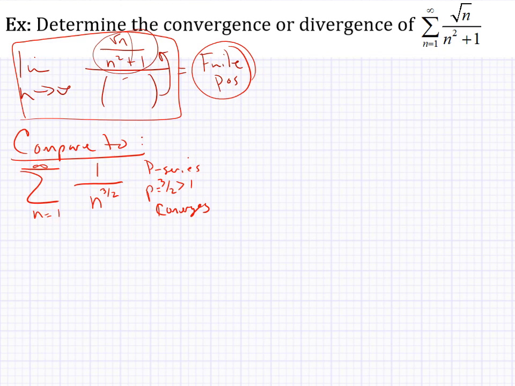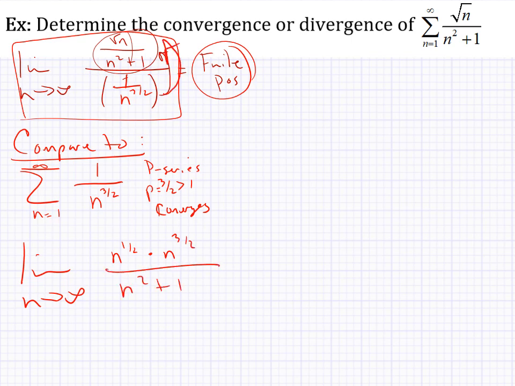All right, so then what I'm going to do is, if this is what I'm going to compare to, then this 1 over n to the 3 halves would go here. We'd flip and multiply. So we end up with the limit as n goes to infinity of n to the 1 half times n to the 3 halves over n squared plus 1, because I have to flip and multiply. Well, this is going to give me n squared. So I have the limit as n goes to infinity of n squared over n squared plus 1, which just equals 1.